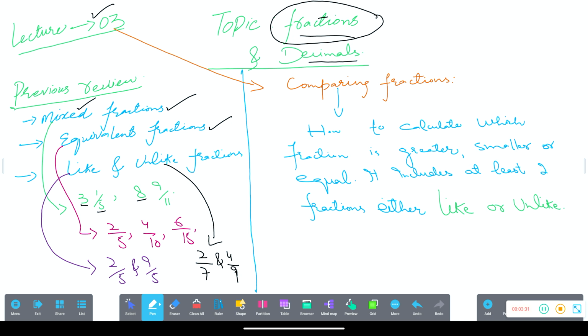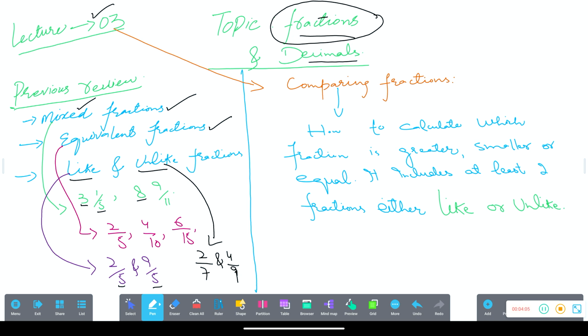Now, the third concept that we have done there in the second lecture was about like and unlike fractions. Remember, this topic is very important, and the third lecture that we are going to start, it will help us there very much. Like and unlike fractions. I told you, like fractions, you can see the arrow here, are those fractions whose denominators are equal. So any two or more fractions having the same denominator are said to be like fractions.